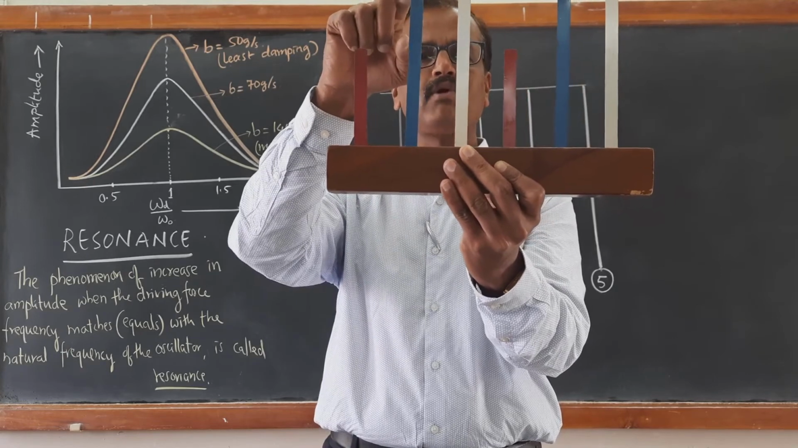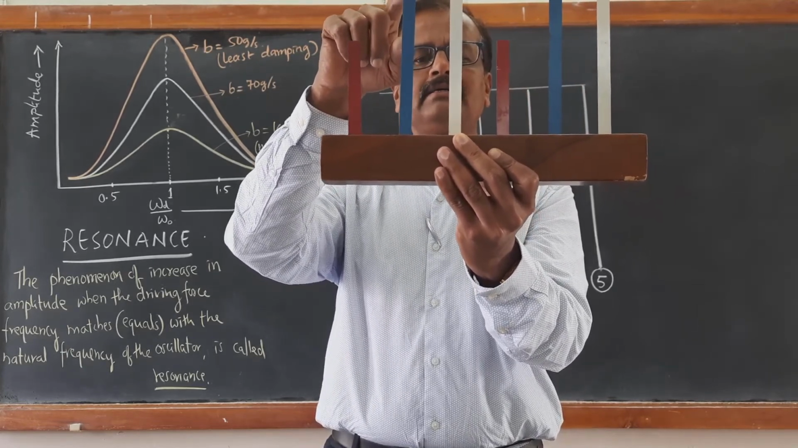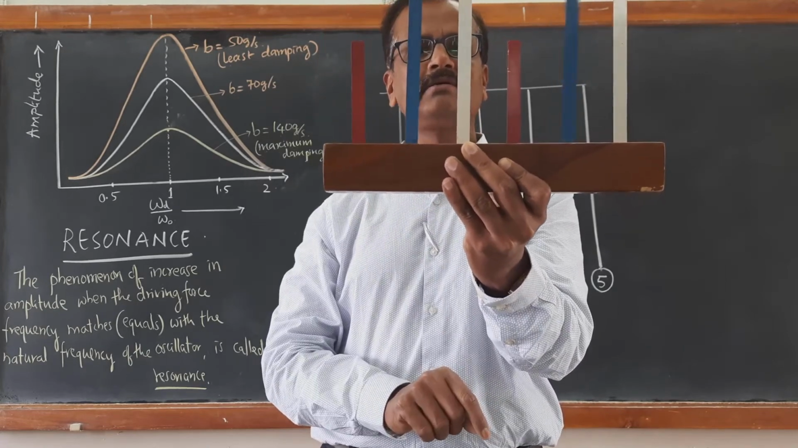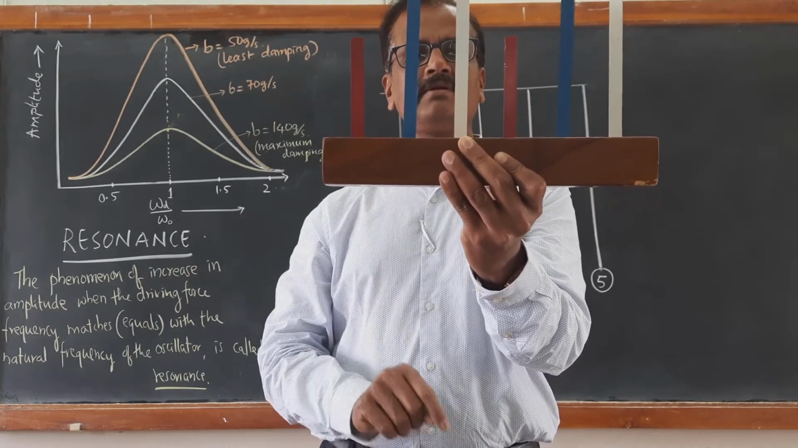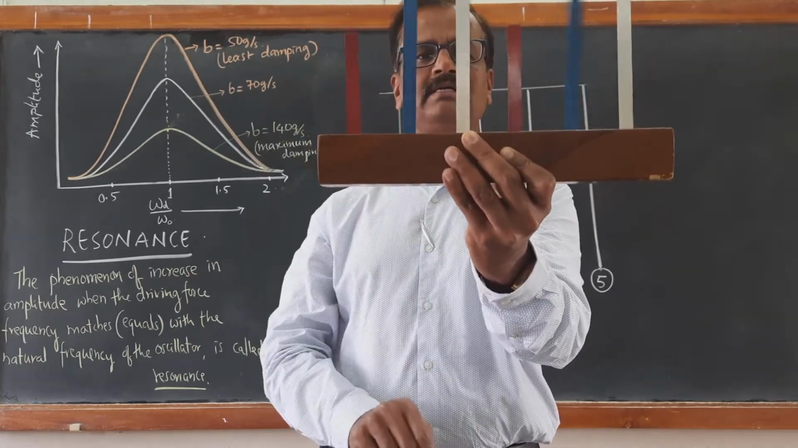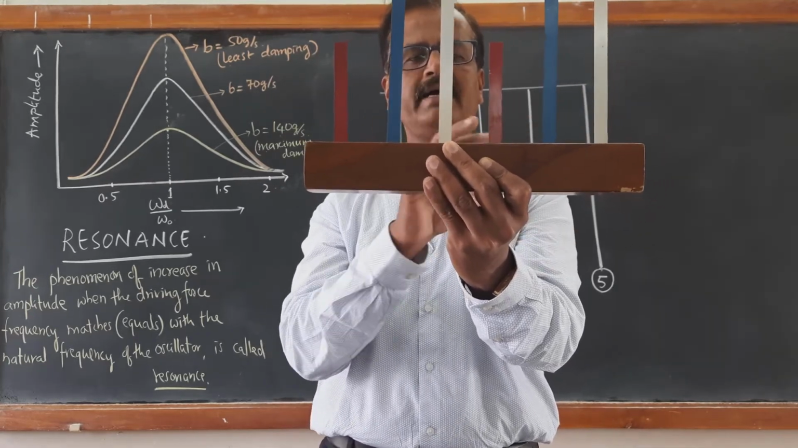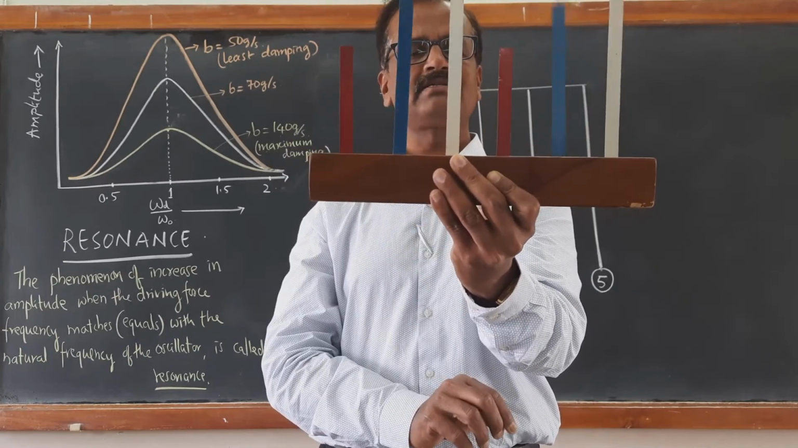Now you see this will be more clear with this second one. Now I am setting the second, the blue one, into oscillations. You can see now. When the blue is set into oscillations, only those two of the same height are oscillating with the maximum amplitude. This is called resonance.